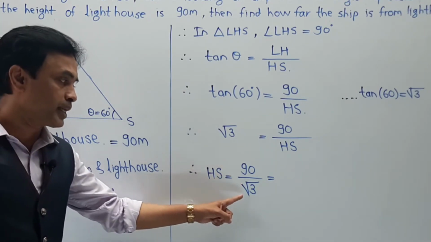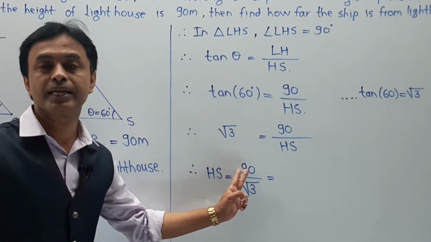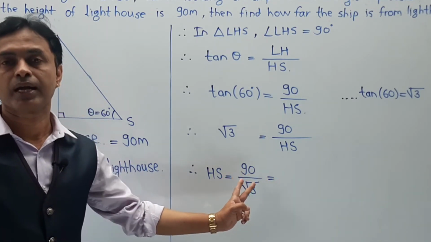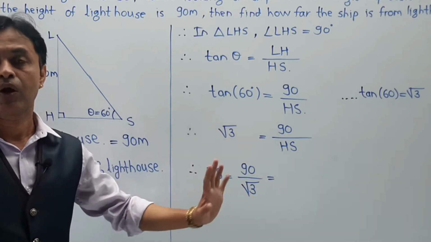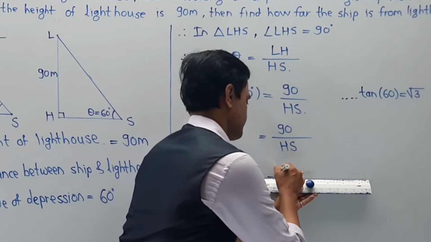You cannot divide 90 directly by root 3. There are two different methods. First, you can write 90 as 9 into 10, and again 9 is 3 into 3. Or there is another convenient method. What is exactly that? Pay attention.